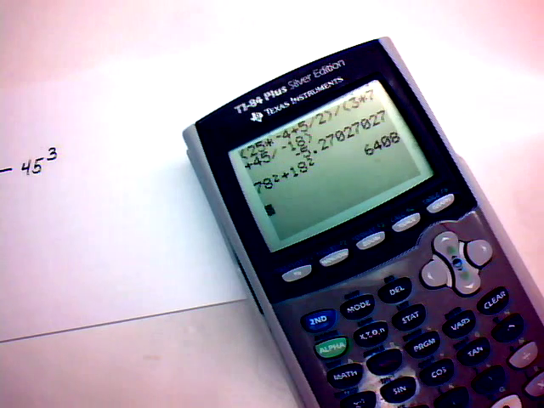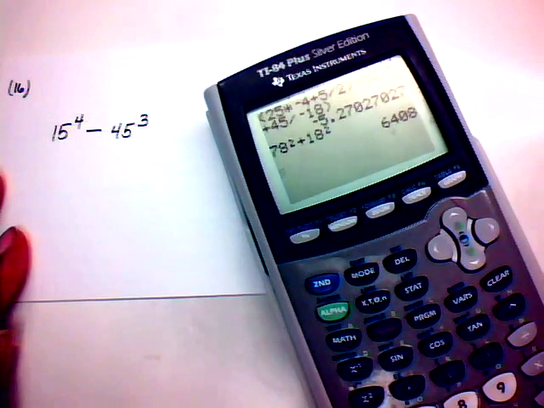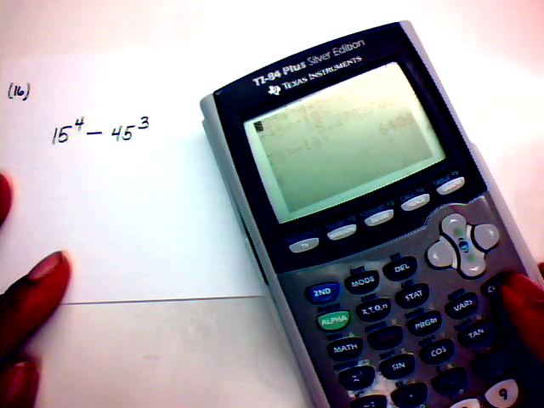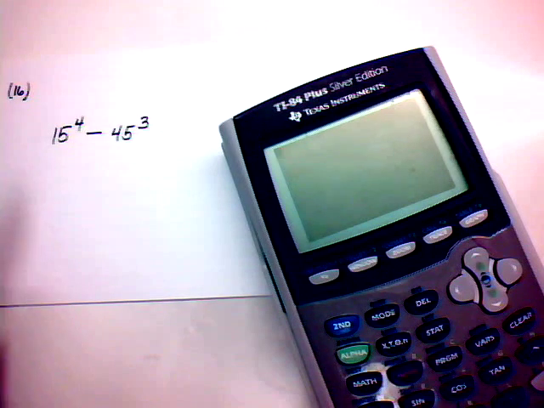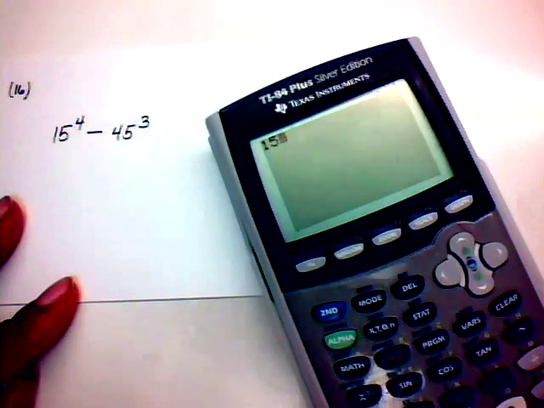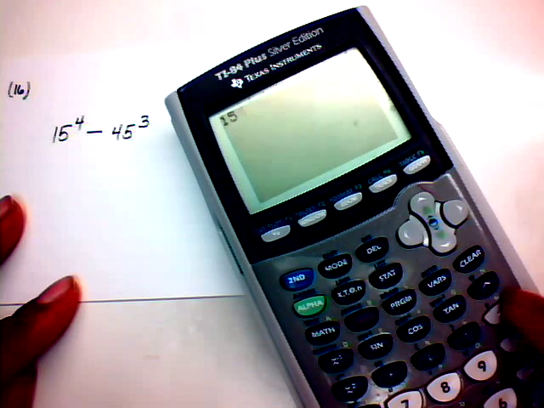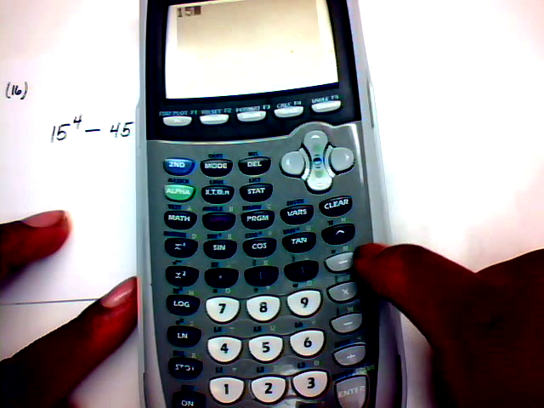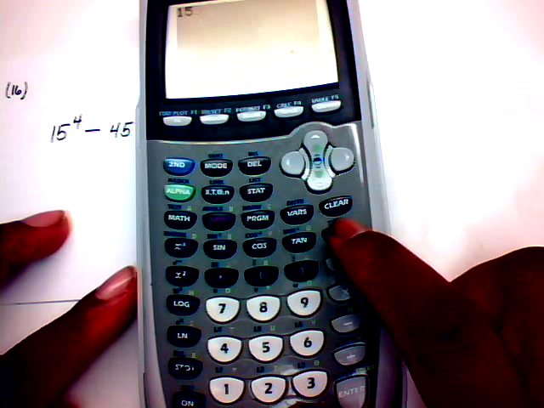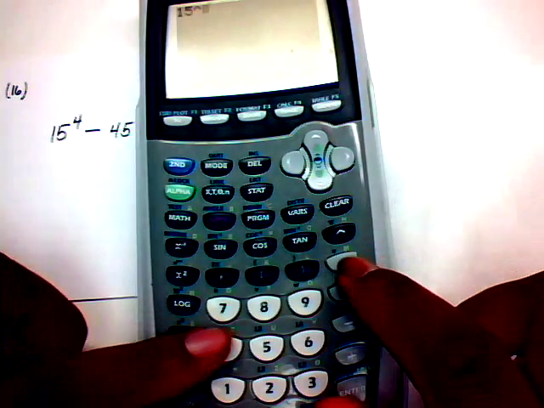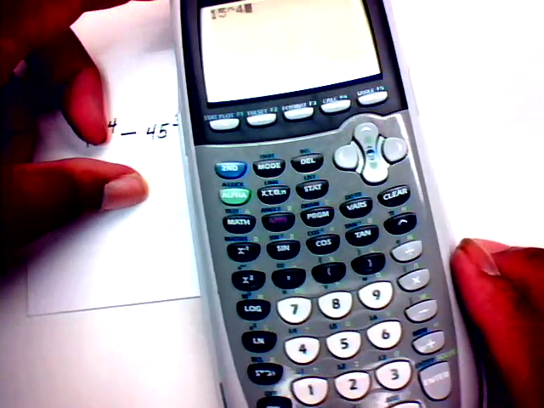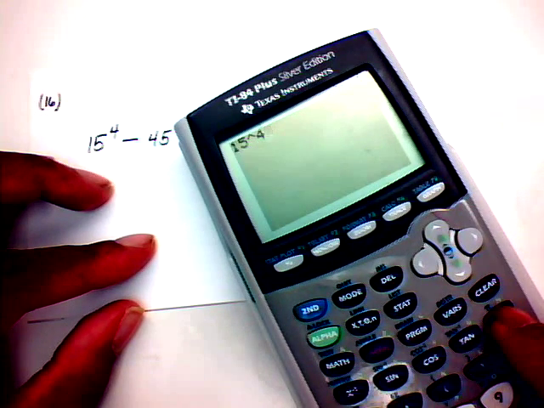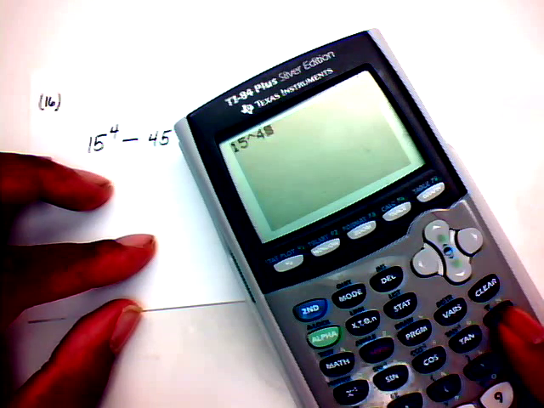All right, number 16 is 15 to the fourth power minus 45 to the third power. Okay, let me show you how that's entered. Now, the 15 to the fourth, you're going to do 15. And there is a button that has the upside down V, which is the caret key. That's right below the clear button and right above the division button. You'll press that button, and then you'll type in your exponent of 4, because this represents 15 to the fourth power. So this button is what you'll use to help you type in your exponent.